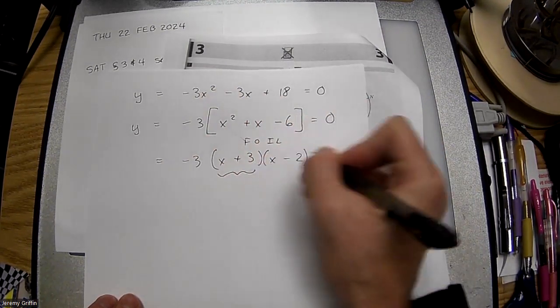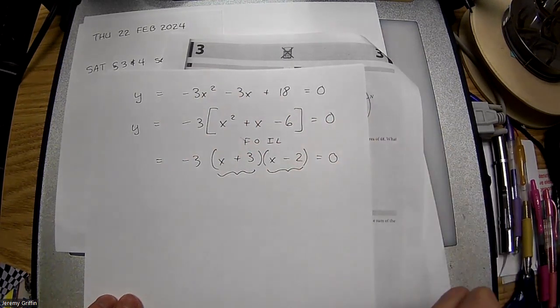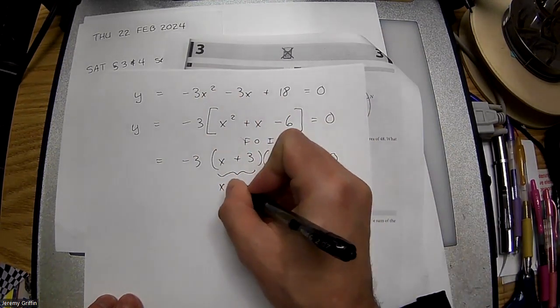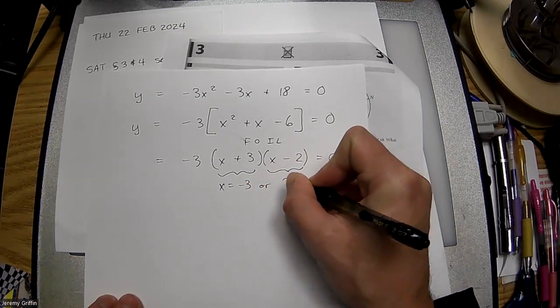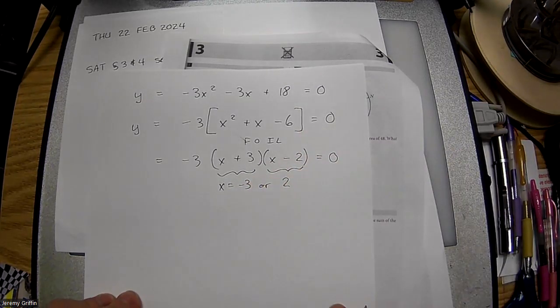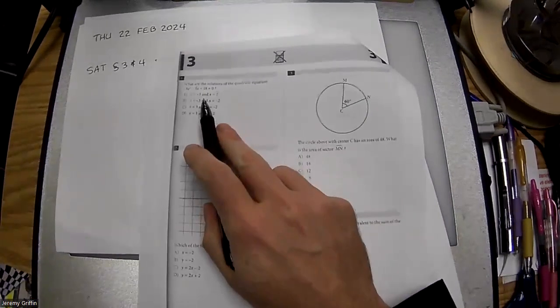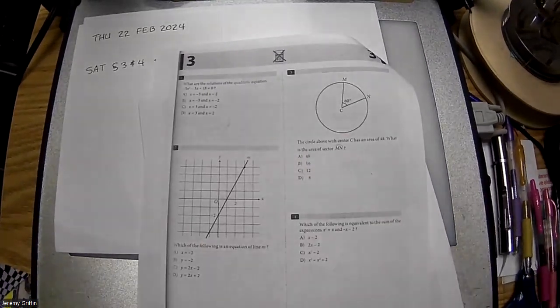So if this is 0, that will give me a solution. If this part's 0, that will give me a solution. So x could be equal to what? -3 or +2. Those are the 2 answers. So that is option A. I got the answer key next to me here. Yeah. Number 1 is A.